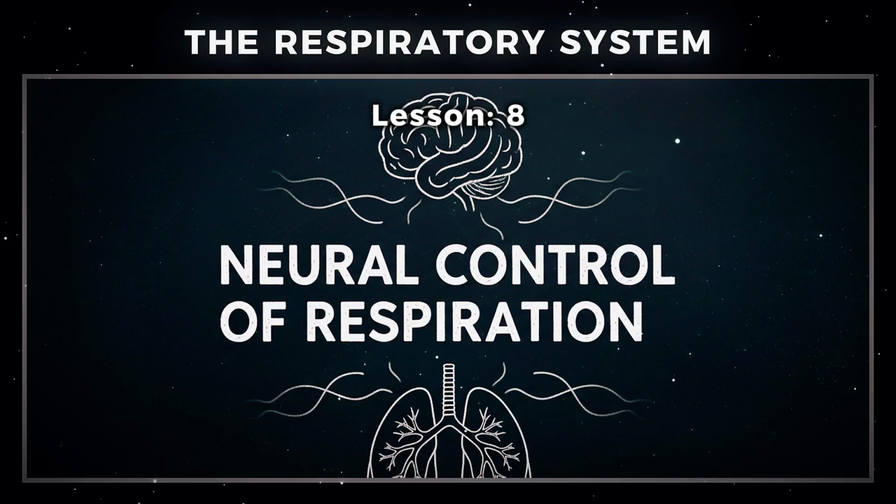Scattered throughout your body are specialized sensors called chemoreceptors. The central chemoreceptors are located right in the medulla, while the peripheral chemoreceptors are found in the high traffic areas of your vasculature, the aortic arch, and the carotid arteries. These sensors are constantly tasting the blood and the cerebrospinal fluid.